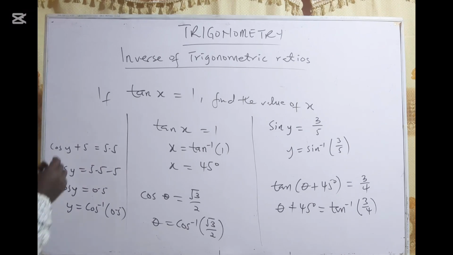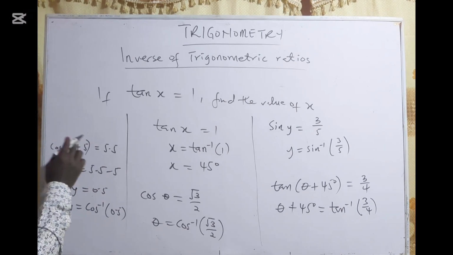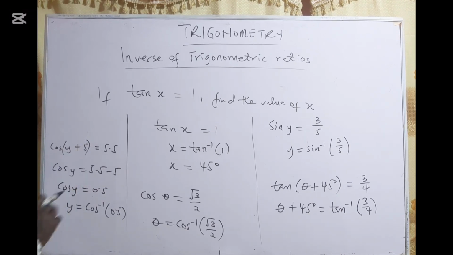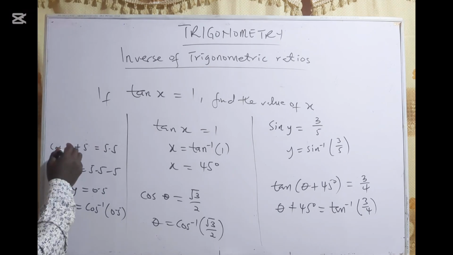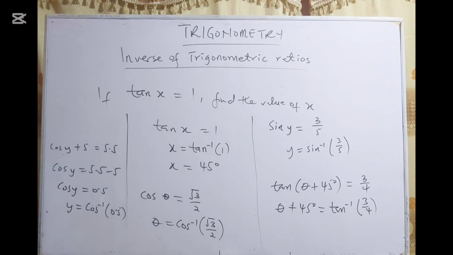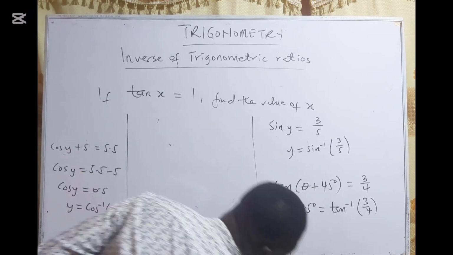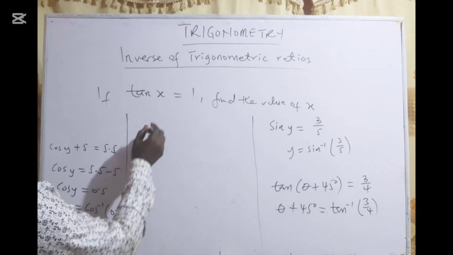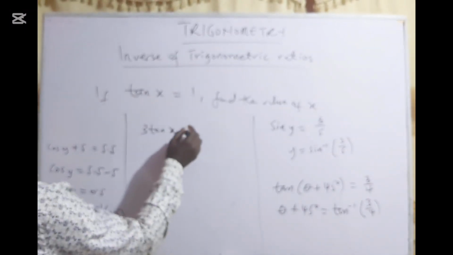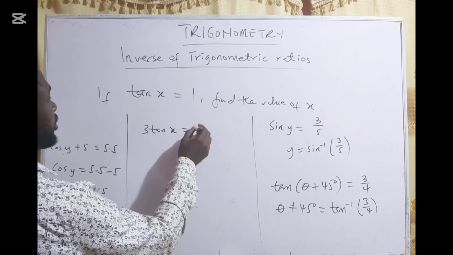Here, if this had been put in a bracket, then the y and the 5 would both be angles. Because it is not in a bracket, you should take note that it is only the y which is an angle. Then you do this and calculate the value of y. Is that okay? Even sometimes you can be given something like this: 3 tan x equal to 4.